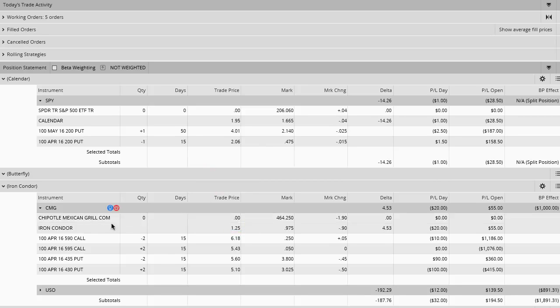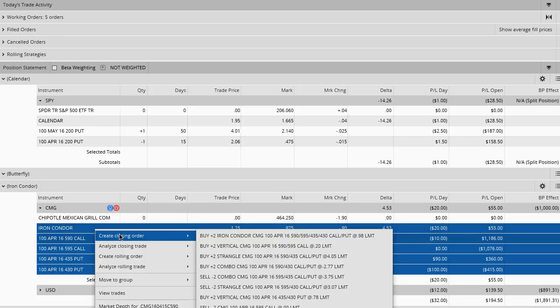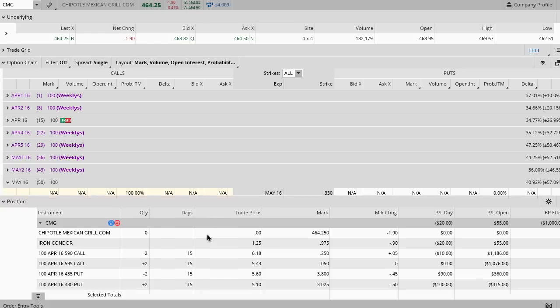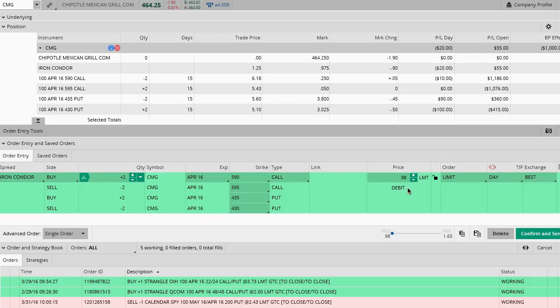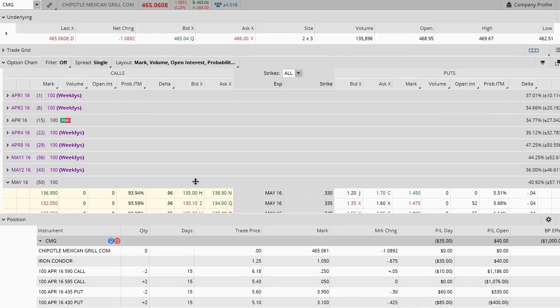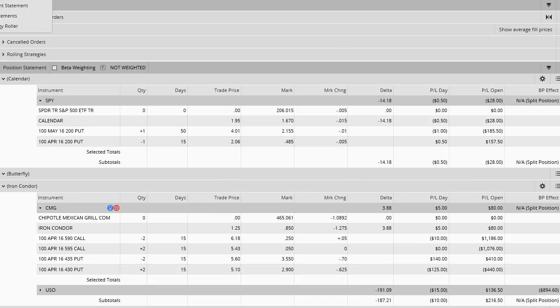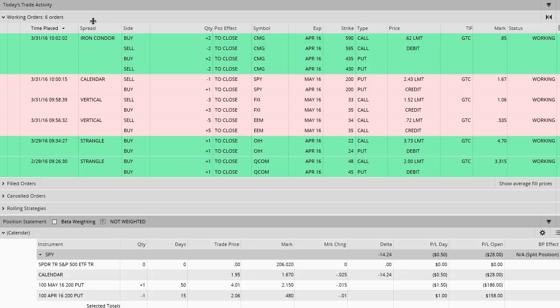So now when I go in to buy back this order to close, I right click on it and go to buy the iron condor to close. Now it's going to create a buy order, and I want to buy it back whenever the value goes down to, let's say, $62. It's actually 62.5, but let's just say $62. And again, we're going to create this GTC order. So once I submit this, now this is going to be working in our position and activity statement.